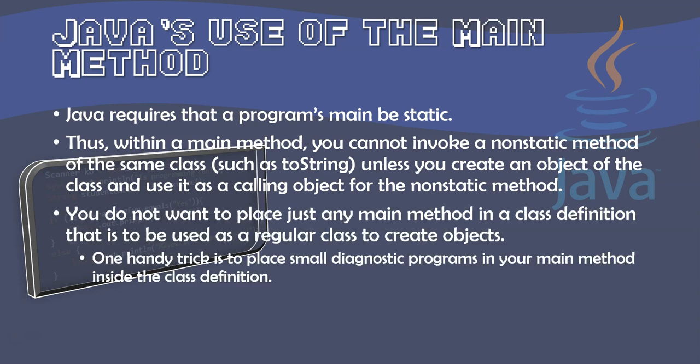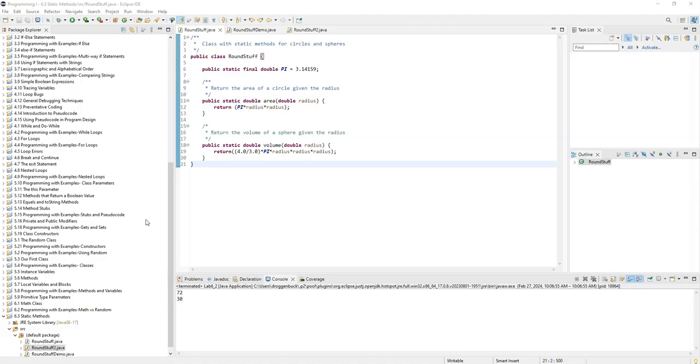You don't want to place just any main method in a class definition that's to be used as a regular class to create objects, like some of the ones that we've seen. We can't just throw the main in there and call it a day. However, sometimes we want to do this because we want to do small diagnostic programs. We're going to have our main method inside that class definition to help us with that. So let's go ahead and take a comparison of what we're talking about here, for example, with the main method.